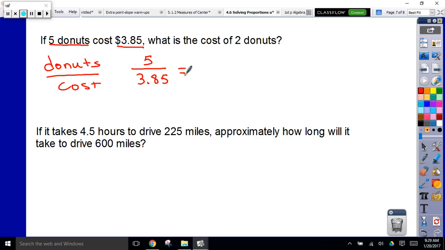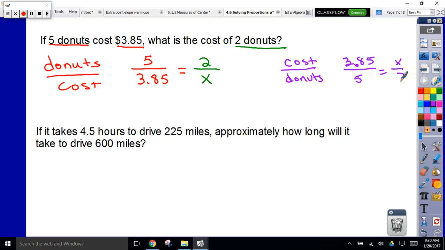In the second ratio, we still have to have the number of donuts on top. So it's asking us what is the cost of 2 donuts, so the number 2 should go on top. We don't know how much they cost. That's what we're finding out. So our cost for this ratio is X. If you did it like Mackenzie did, she did cost on top, donuts on the bottom. And it's okay to do it that way. She would have put 3.85 over 5 equals X over 2.